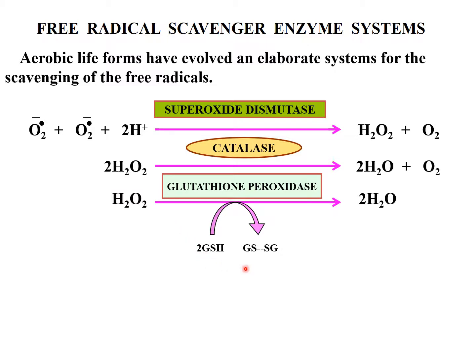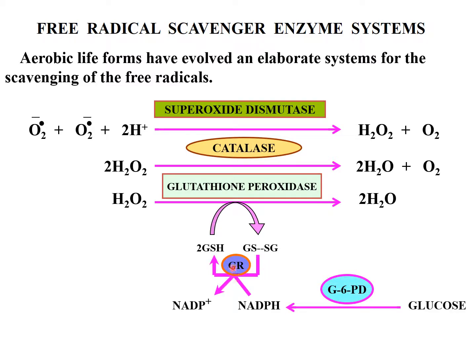Now, the interesting thing is that this particular oxidized glutathione has a way of getting reduced again, and this is where the next enzyme comes into the picture: glutathione reductase, indicated here by GR. Now, this glutathione reductase takes the hydrogen from NADPH. Now, you all remember NADPH is very different from NADH.